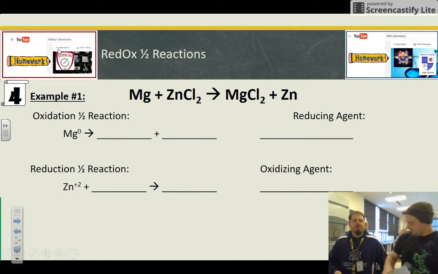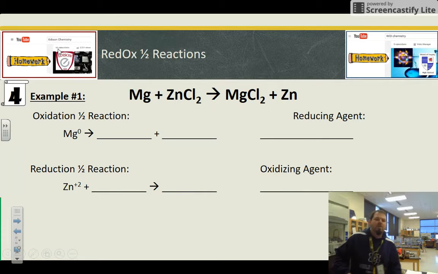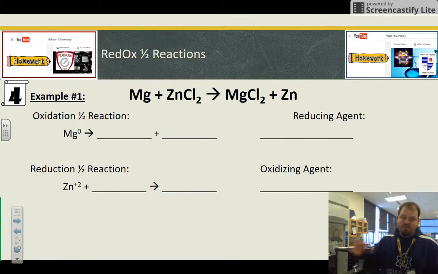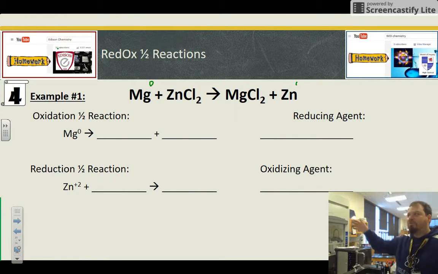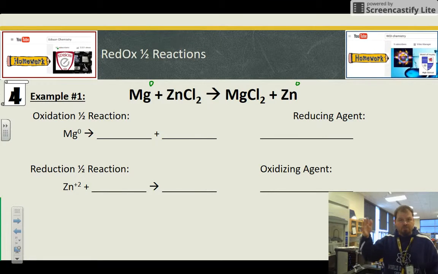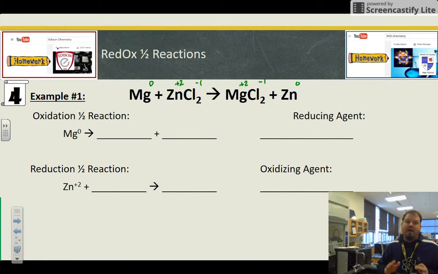Let me do the first one. First thing you always do, and we didn't really do this in the notes, but this is how we actually do it. We go ahead and start putting in the oxidation numbers. So start with the zeros on the lone elements. And then I usually start with the negative, but in this case, you can do the positives because Zn only has one choice and Mg only has one choice. Cl only has one negative choice. So right there is all our oxidation numbers. So now we can pull it out and say Mg0 goes to Mg+2.